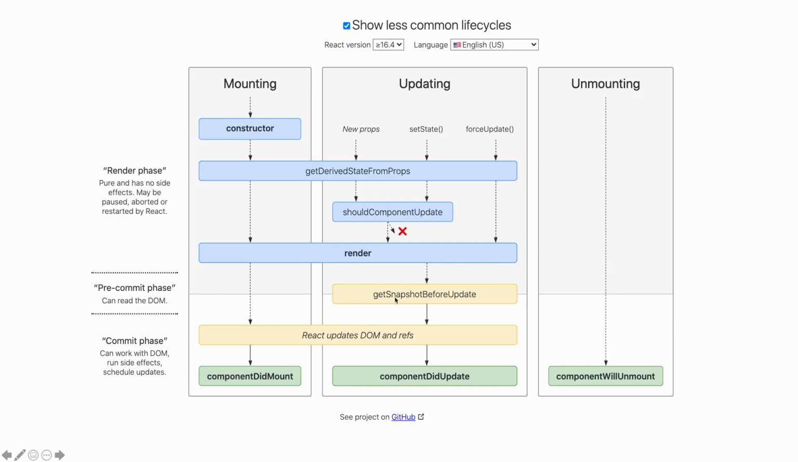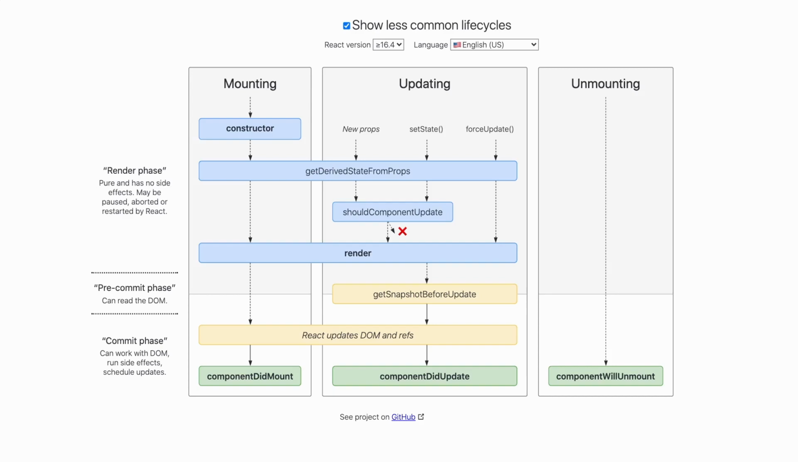Similarly, we also have getSnapshotBeforeUpdate. This is a good place to get UI related information. For example, we can read the position of the scroll, and if we want to keep it the same or change it depending on the new data, then we can do that right here.